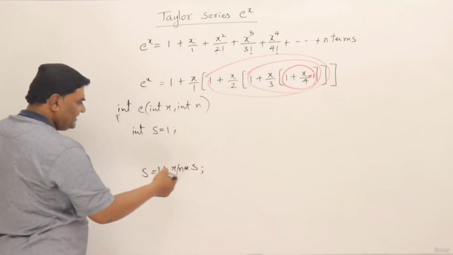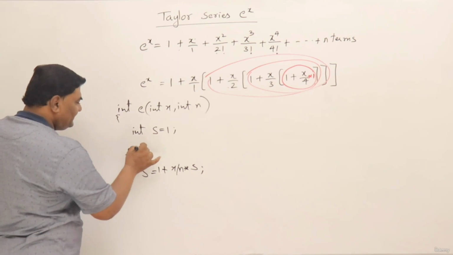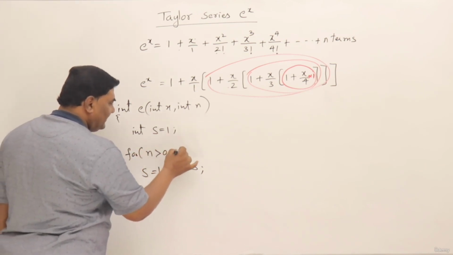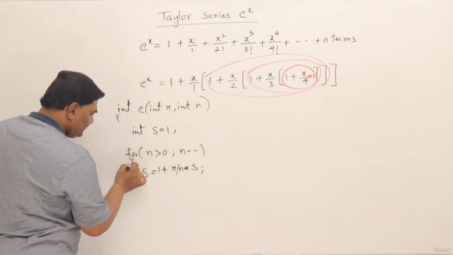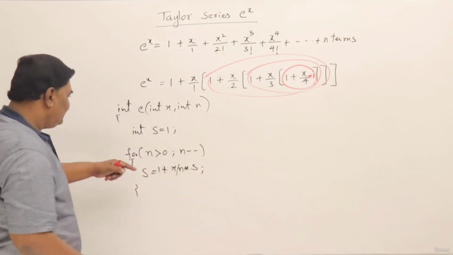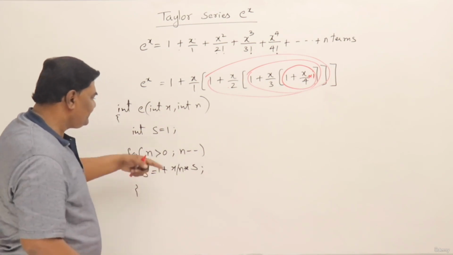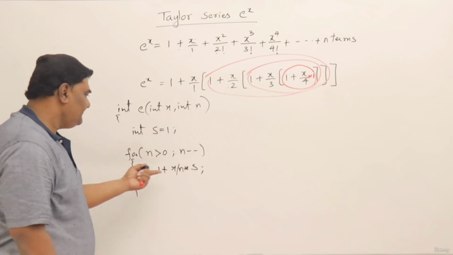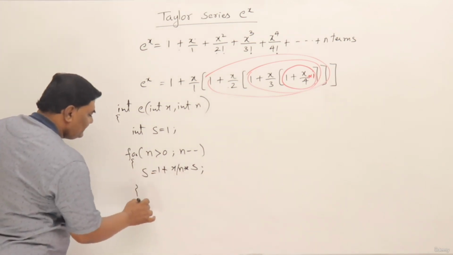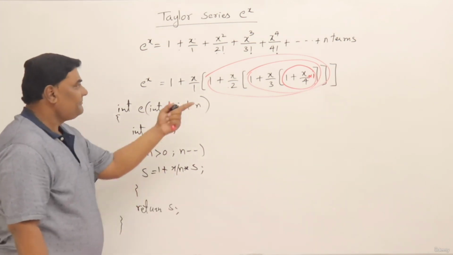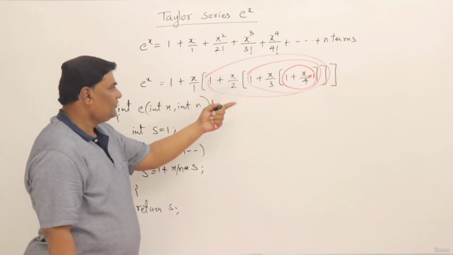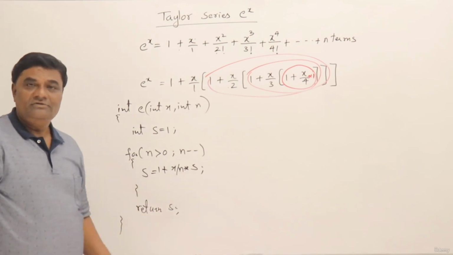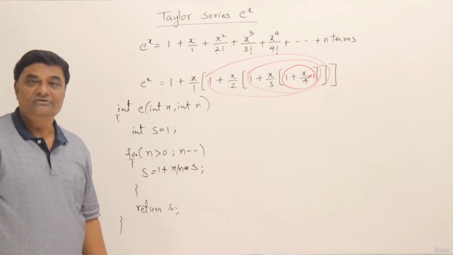So this step I have to keep on repeating. For how many times? For n greater than 0, n minus minus. That's all. So n is right now suppose 4, then it will become 3, then 2, then 1. So it will get multiplied and finally we get the result. So we can return s. This is the step performed every time. So if n is 4, it is performed 4 times and the result is returned. So this is easily possible using a loop.